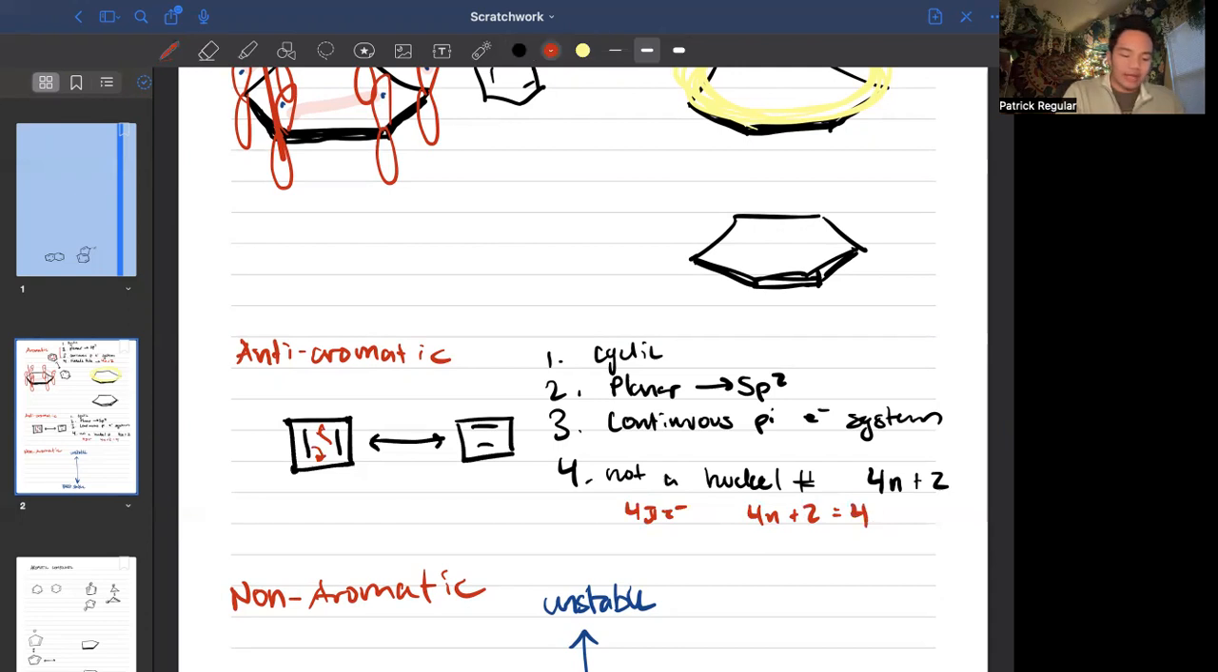So we do a little bit of algebra. Minus 2, that's 2. n has to be 1/2 in order for that to be true. And n, if you remember, has to be a positive integer. 0.5 is not an integer. It has to be 0, 1, 2, 3, or 4, your integers. So it is not one of our Huckel numbers. And you're more than welcome to just memorize the Huckel numbers: 2, 6, 10, 14, 18.